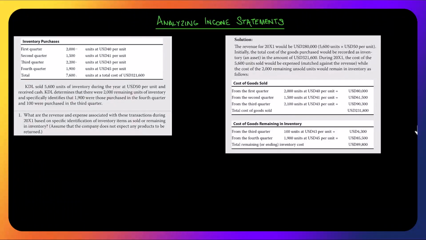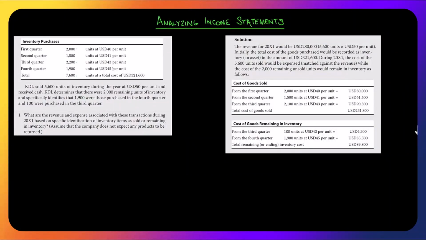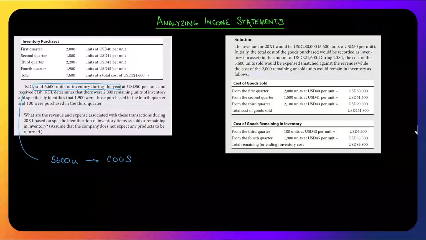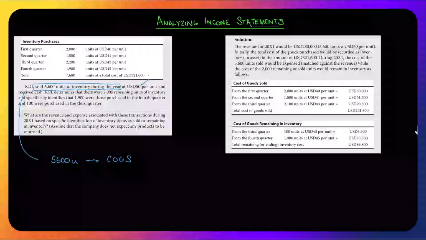We can see the prices are rising. This might be giving you an inventory reading feeling here. It gives us the total cost. KDL sold 5,600 units of inventory during the year. Let's just stop there for a moment. The matching rule says if I've sold 5,600 units of inventory during the year, 5,600 units need to go to cost of goods sold. Sales were at $50 per unit. Fine. Receive cash. KDL determines that there were 2,000 remaining units of inventory.